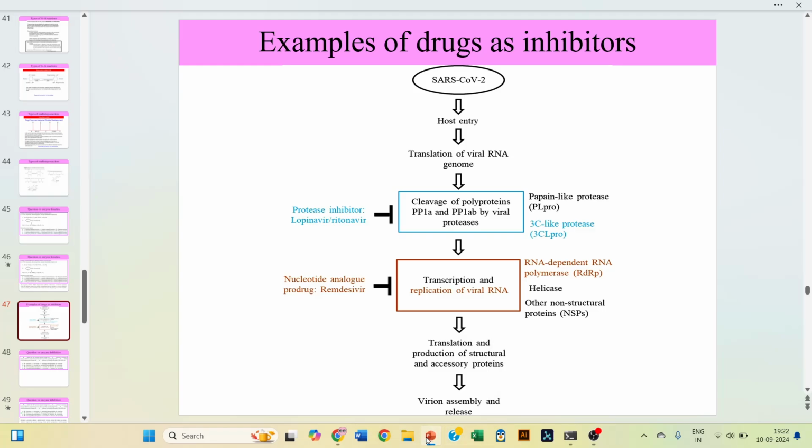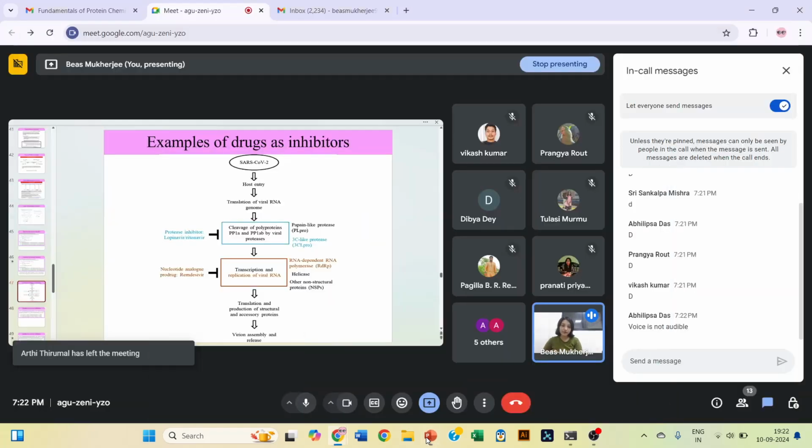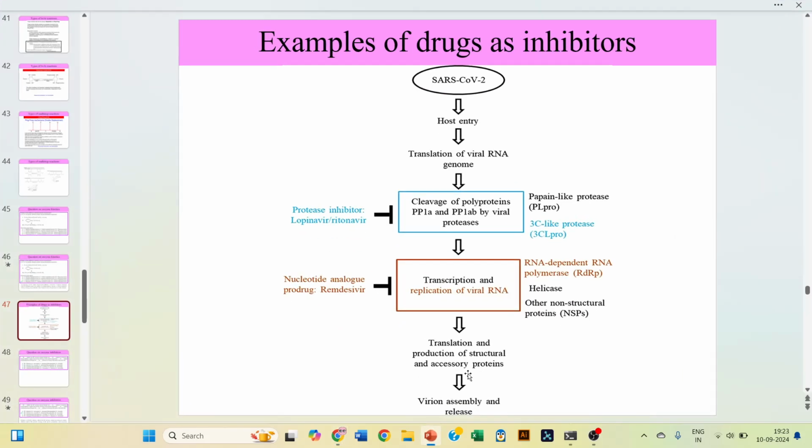Now, this question is taken from Voet and Voet's biochemistry. Once you start reading, you will read about different kinds of drugs that are used to treat HIV and how these drugs work. Here in this slide, taken from a review paper, we see different kinds of inhibitors. There is protease inhibitor, an example is ritonavir, and there is nucleotide analog drug which is remdesivir.